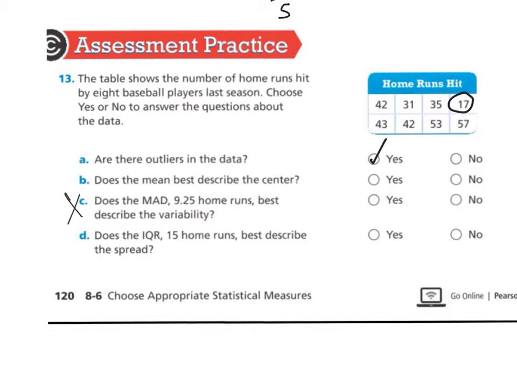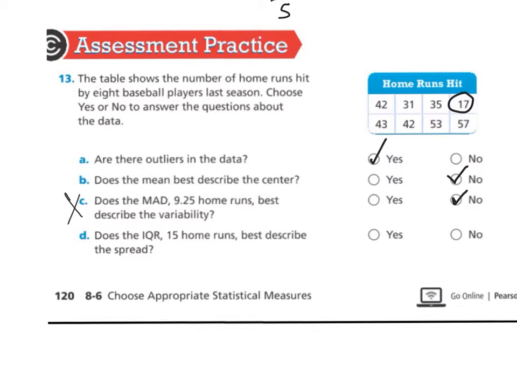Does the mean best describe the center? So remember, whether the mean best describes the center, that's going to depend if we have outliers or not. If we don't have outliers, all the numbers are pretty close, the mean will do a pretty good job. In this case, with our outlier, we would say no. And to be specific, we could say the median would be a better description. C, we could mention, I guess, the mean absolute deviation, whether that best describes the variability. Since we didn't choose mean, we would not choose mean absolute deviation.